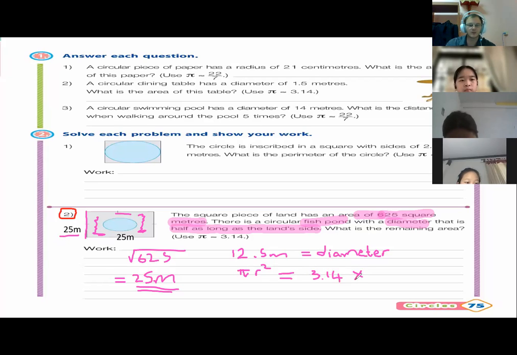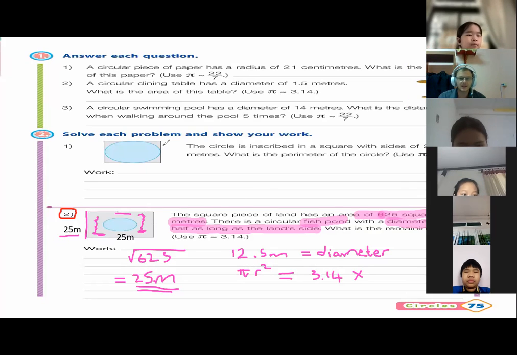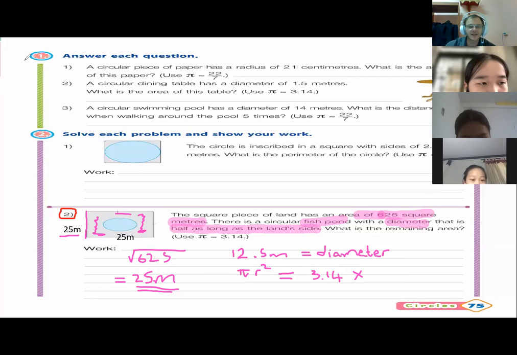What do you think the value of r is? How will we calculate r? Who can I ask next? Thank you, Idea, for helping us with the first one. The next one we're going to ask is Bonus. Hello, Bonus. Can you hear me? Yes. Can you tell me what is the radius of the circle?